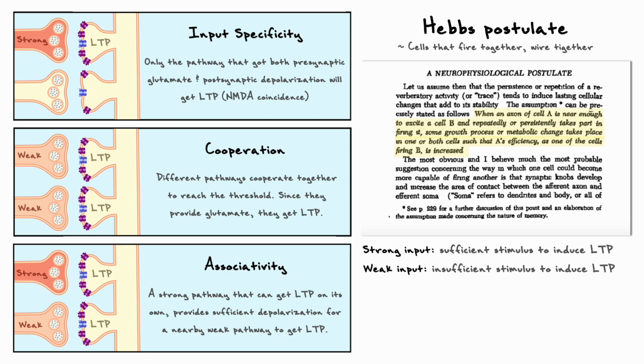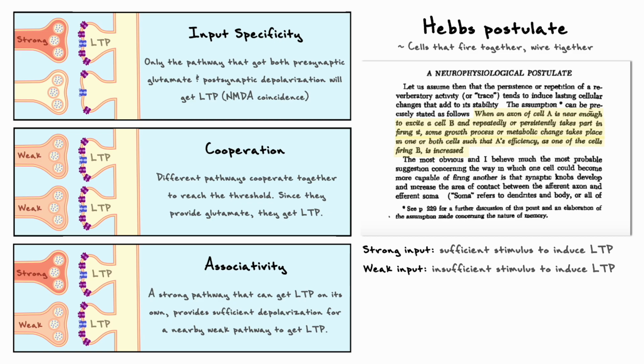Nonetheless, the logic for associativity in terms of the NMDA receptor will be similar to cooperativity. The activity of the strong pathway allows to generate a sufficient amount of depolarization for the weak pathway to open its NMDA receptor and subsequently generate LTP there as well.